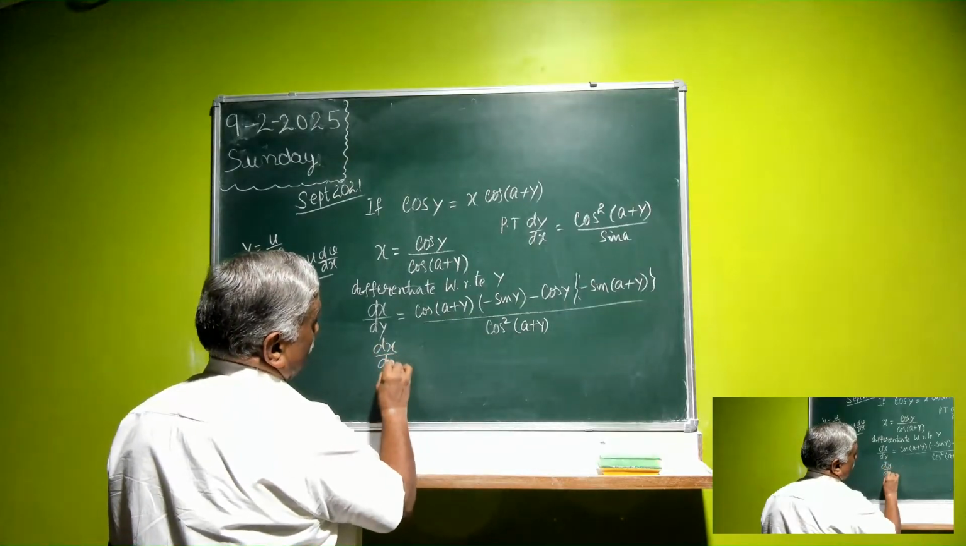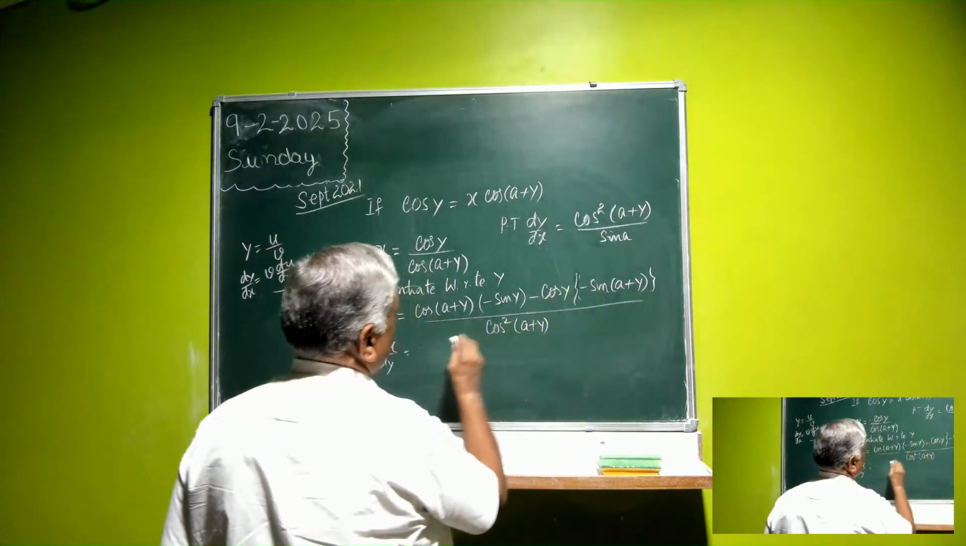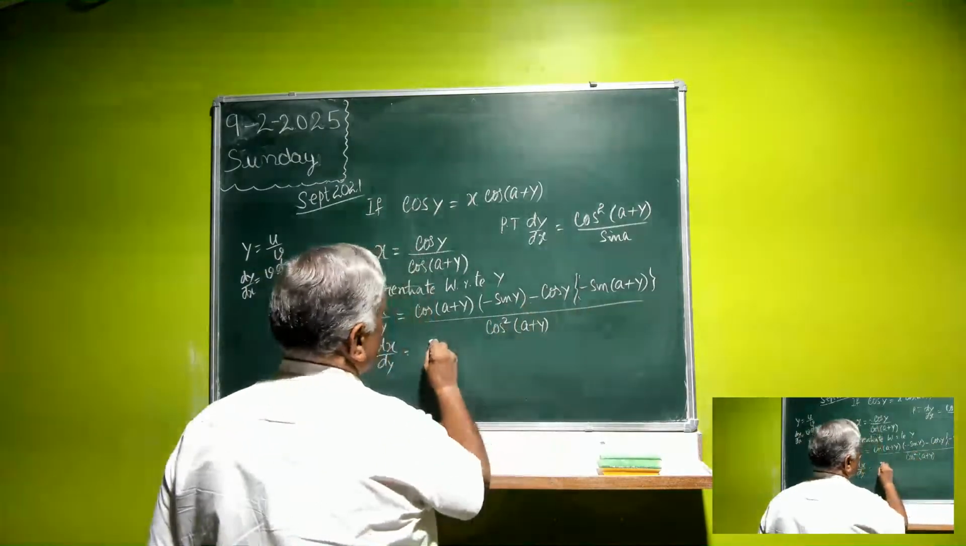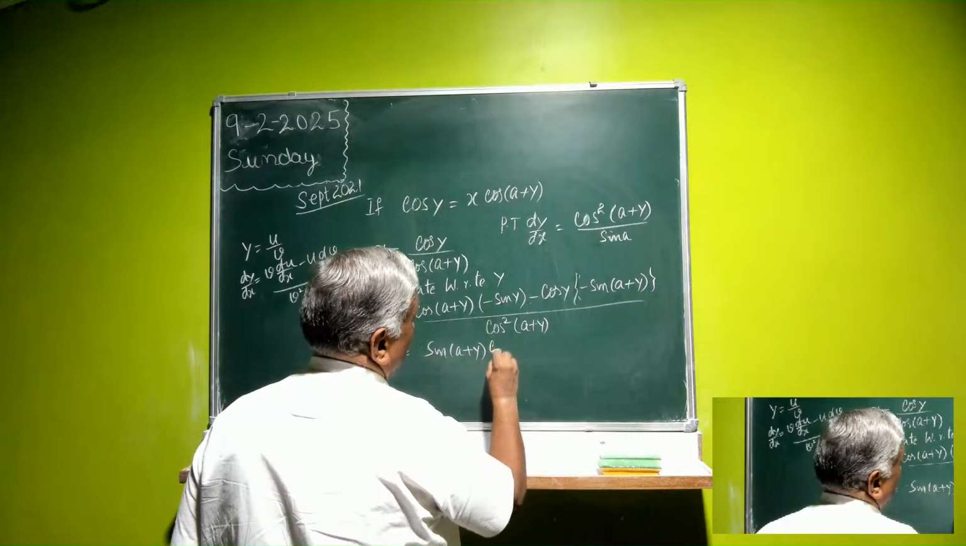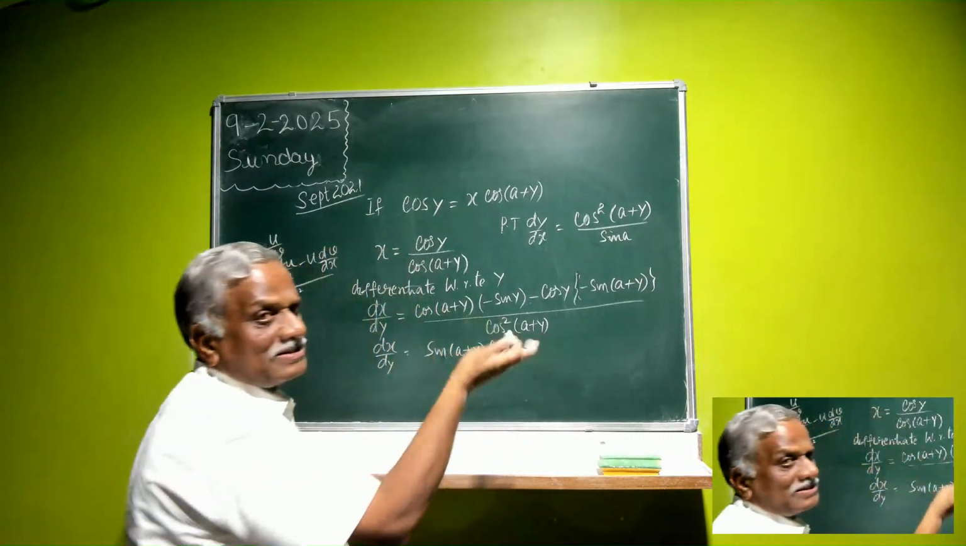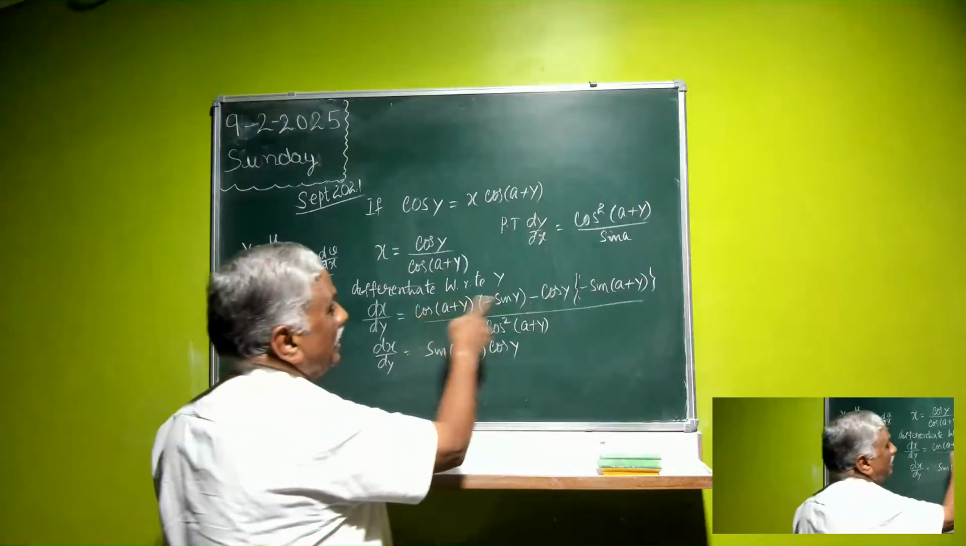dx by dy is equal to, I will write this first term: sin of a plus y into cos y. Just changing the position, nothing more. I'll write this as the second term.